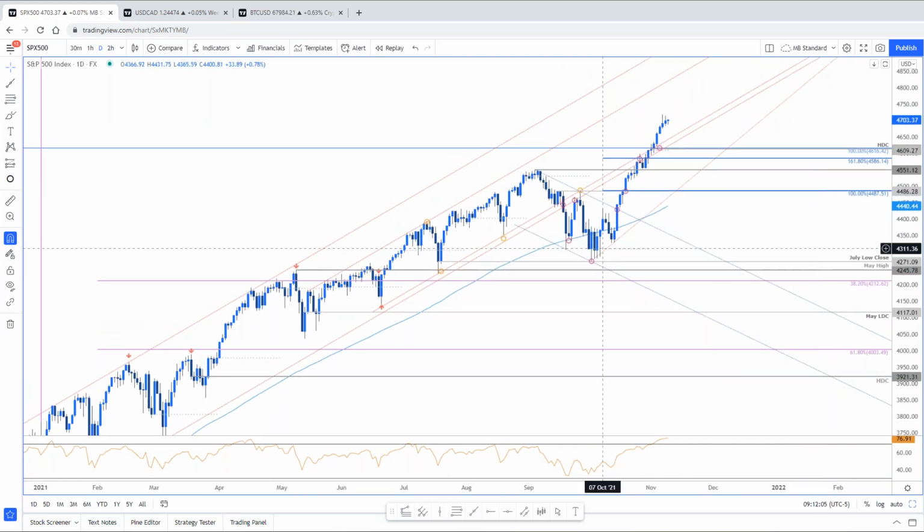You have measured moves on account of extensions and fib retracements. You have basic trend lines, but it's really slope that's guiding everything. So I want to show you here on the daily chart. This was a major breakout. Note that since that breakout, we have not seen one single down day in stocks.